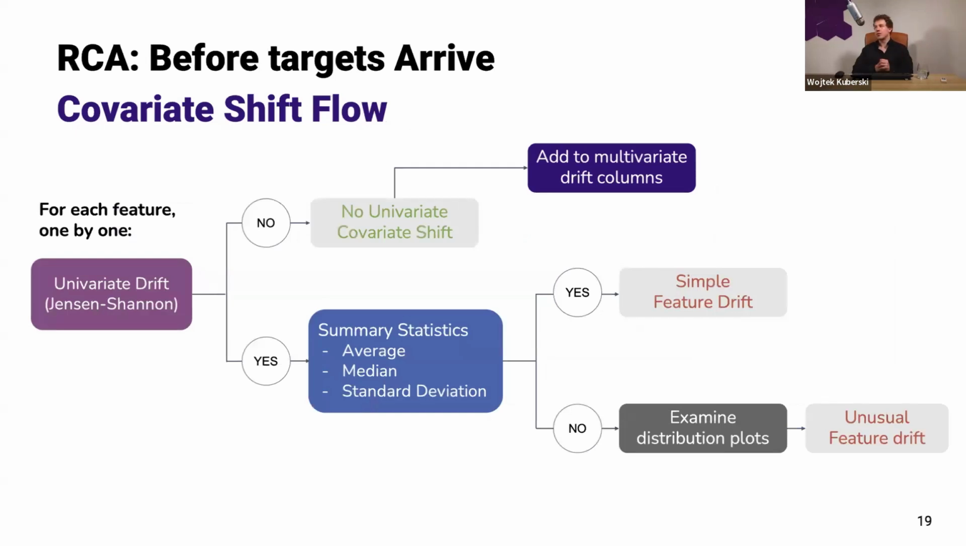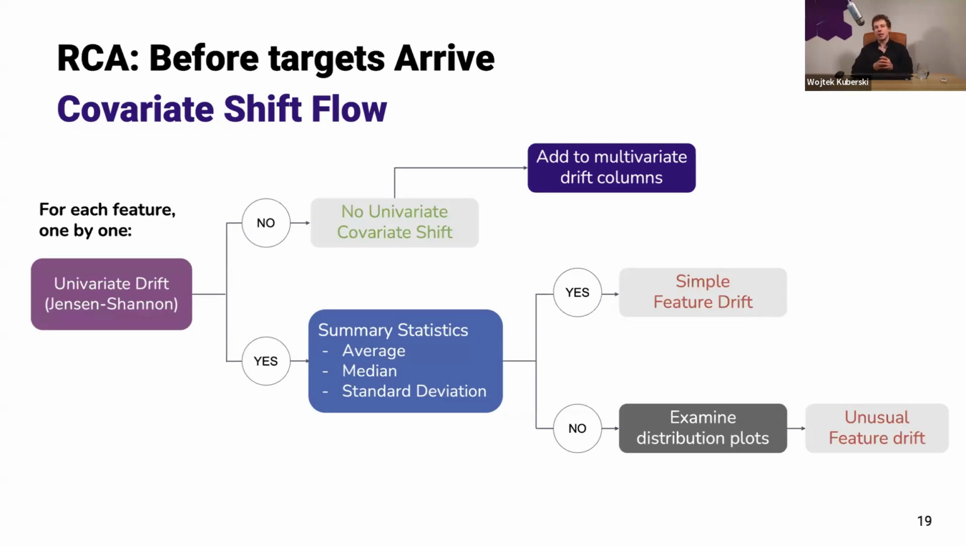The actual covariance shift flow, which is a part of root cause analysis before the targets arrive, looks as follows. We're going to look at each feature one by one. We can of course do it automatically in AnyML, and we can sort by the features that have alerts. We're going to run the Jensen-Shannon distance metric, and see whether there is a significant increase in that metric, such that there's an alert on it, for the time when we observe the drop in performance, which is preferably the last chunk of data, because we want to act as fast as possible.